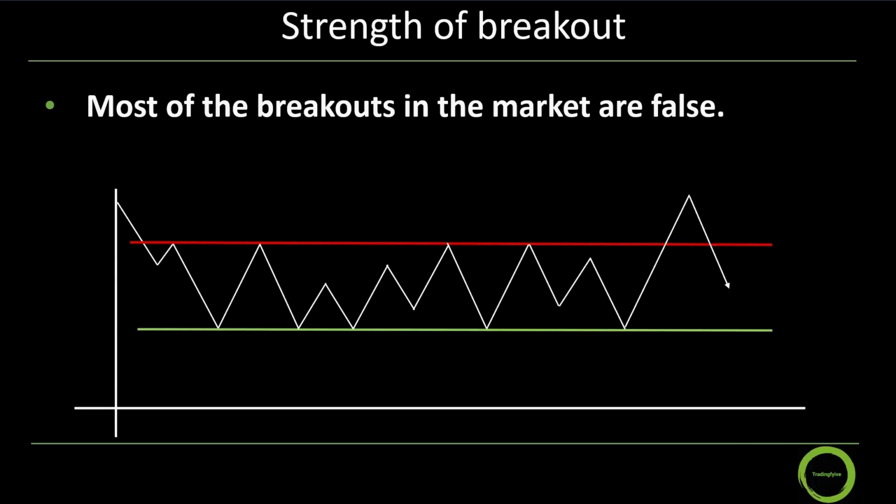So the question is, how to overcome the false breakout? How can they be recognized? It can be done if you know the strength of the breakout, whether the breakout is strong or weak. And you can identify it by just following these 5 simple rules which I personally follow before taking any trade on a breakout. First, the price must break out with a long candle. If the breakout is positive, then the breakout candle must be a long green candle. And if the breakout is negative, then the breakout candle must be a long red candle.